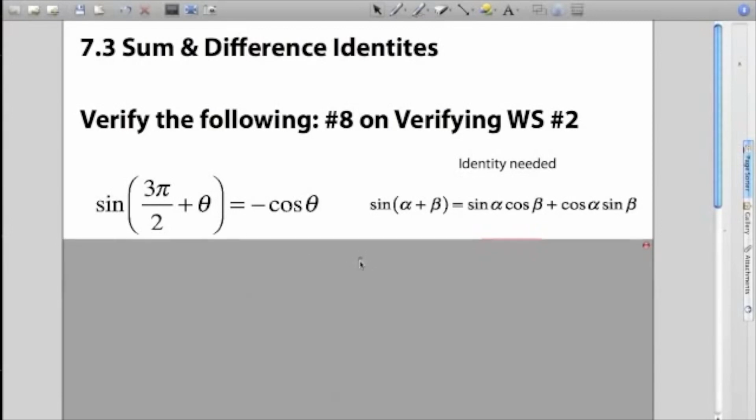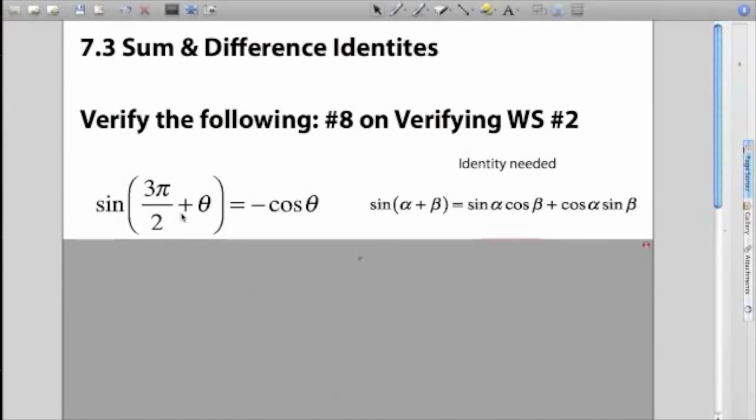So if you look at either side, you really don't know which one to work with. Up until today, we really haven't had an easy way to go through this verification or use this identity. But if you look at the left side, you see that it's sine of 3 pi over 2 plus theta equals negative cosine of theta. Today in class, we looked at the sum and difference identities for sine and cosine. What's on the left side of my equation automatically tells me the one I need to use.